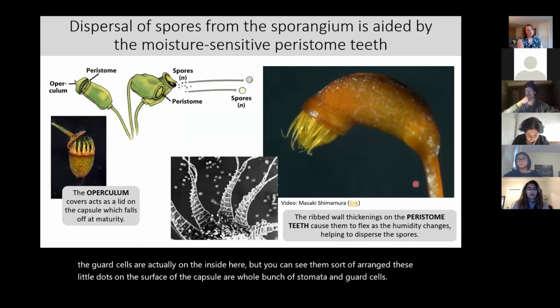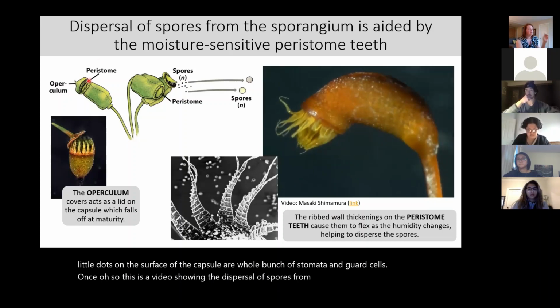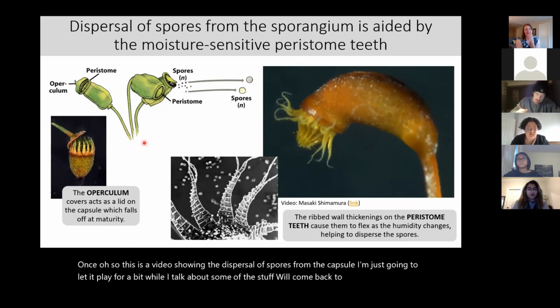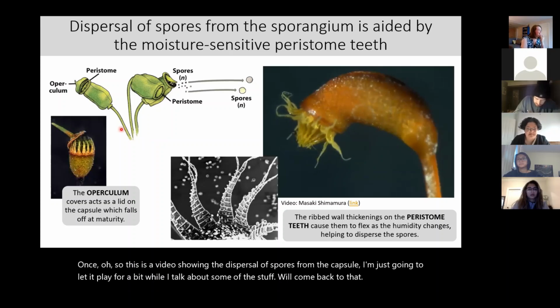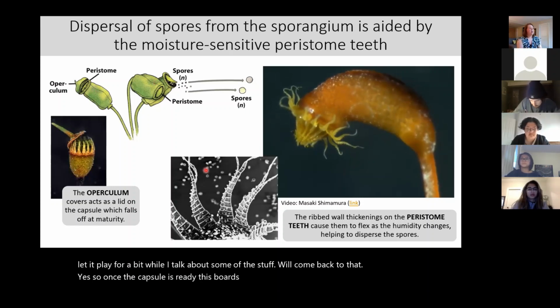So this is a video showing the dispersal of spores from the capsule. I'm just going to let it play for a bit while I talk about some of this stuff, but we'll come back to that. Okay, so once the capsule is ready, the spores are mature, they need to disperse from the capsule.